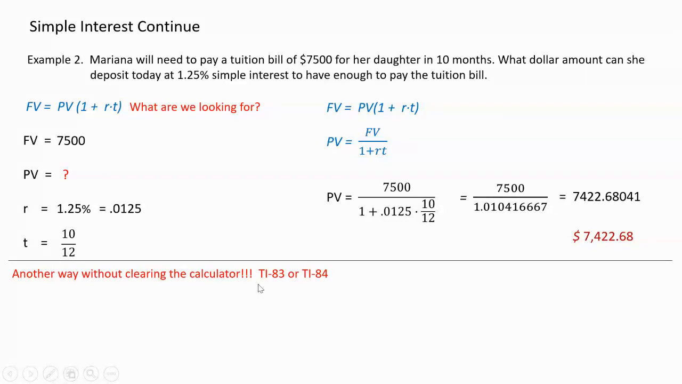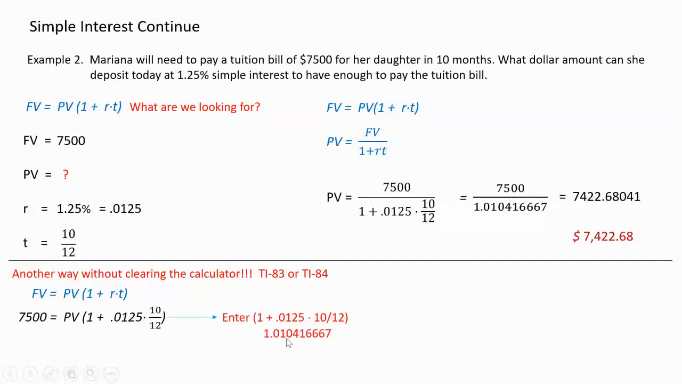Now I'm going to show you how to do it with this calculator without clearing the calculator itself. I'm going to plug everything in how it is. So I'm going to put here on the right side, I'm going to plug this in the calculator. I'm going to enter parentheses, 1 plus 0.0125 times 10 divided by 12. So this is what I get.